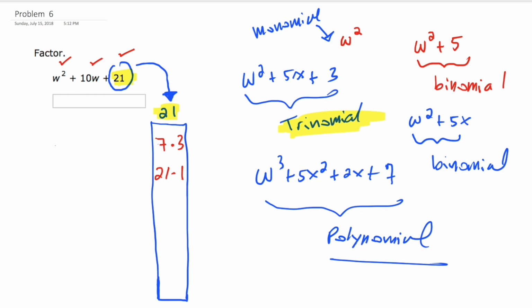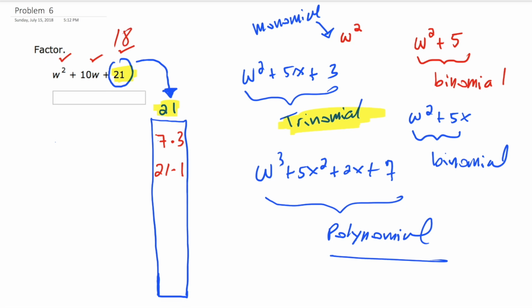Let's say in here was an 18. What would go inside the bookshelf if you had an 18 there? 6 and 3. Now from here, you have to pick which two, add or subtract. You can change the signs in any way to give you the middle, this 10. Which one of these two would give you 10? So 7 and 3 go down over.